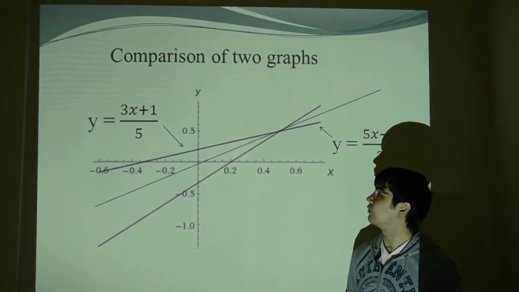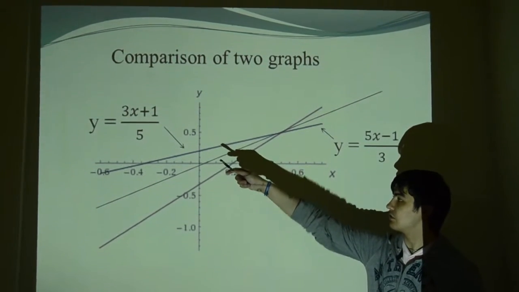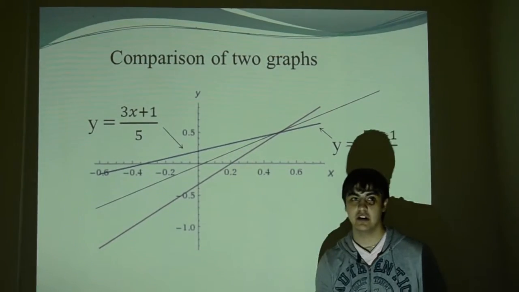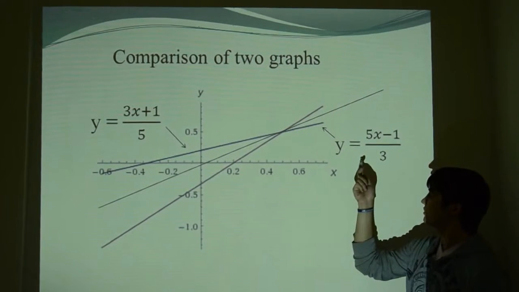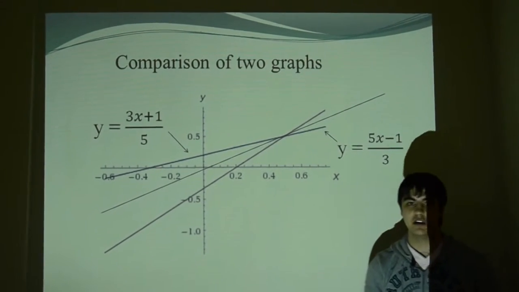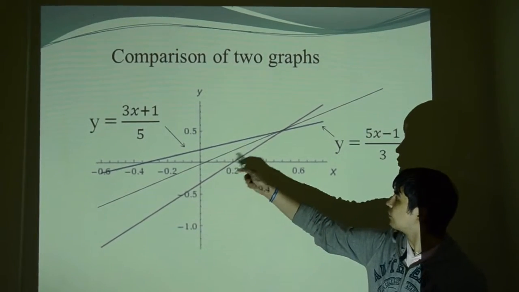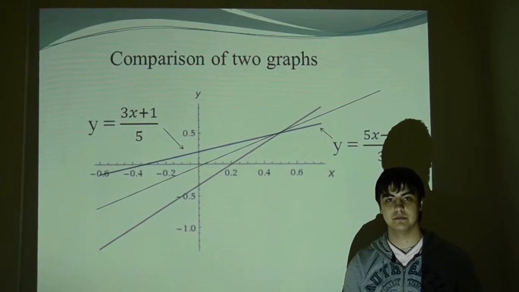On a comparison of two graphs, we'll see that our function (3x plus 1) over 5 is here, and the found inverse function of it, (5x minus 1) over 3, is here. So the graphs are the same and they are symmetric to this black line.